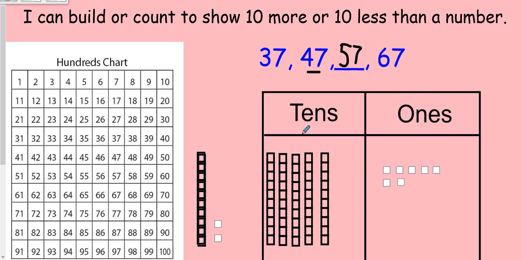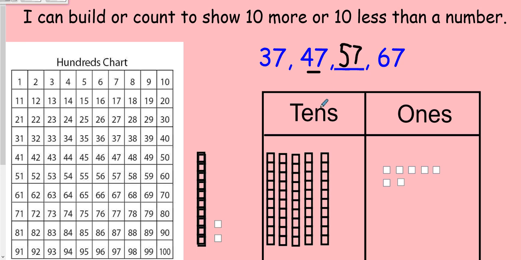I'm going to count my counters or my tens and ones on my chart just to double check. Count with me. 10, 20, 30, 40, 50, 51, 52, 53, 54, 55, 56, 57. So building is one strategy we could use to show 10 more than a number.